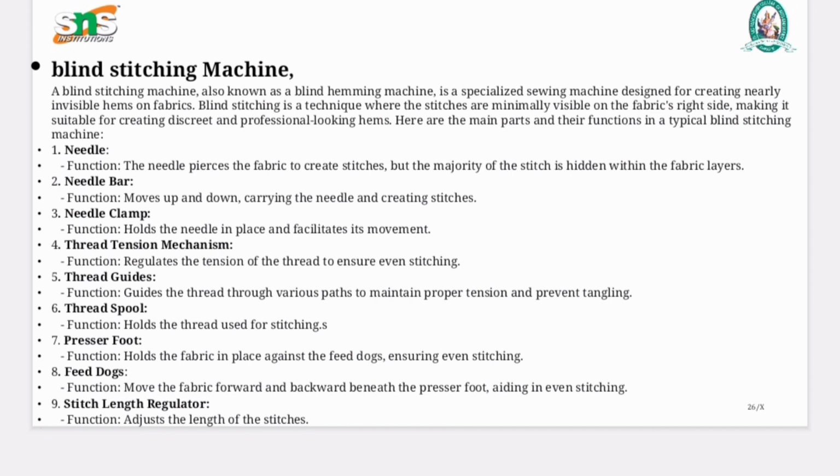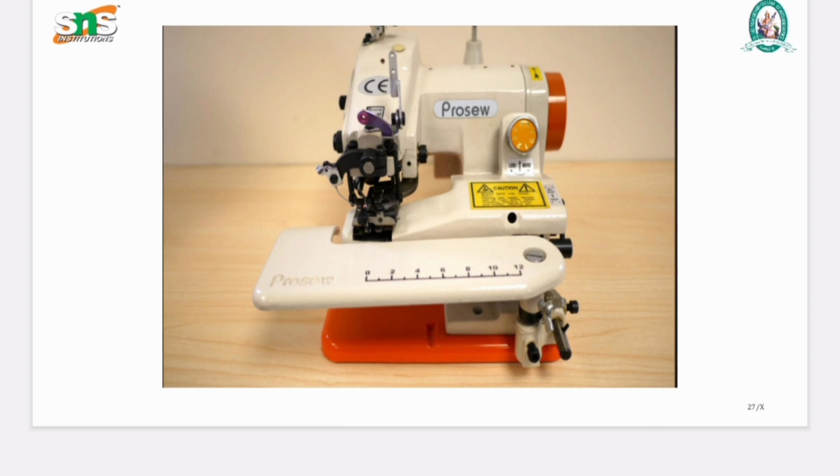Needle. The needle pierces the fabric to create stitches, but the majority of the stitch is hidden within the fabric layers. Needle bar moves up and down, carrying the needle and creating the stitches. Needle clamp holds the needle in place and facilitates its movement. Thread tension mechanism regulates the tension of the thread to ensure even stitching. Thread guides the thread through various paths to maintain proper tension and prevent tangling.